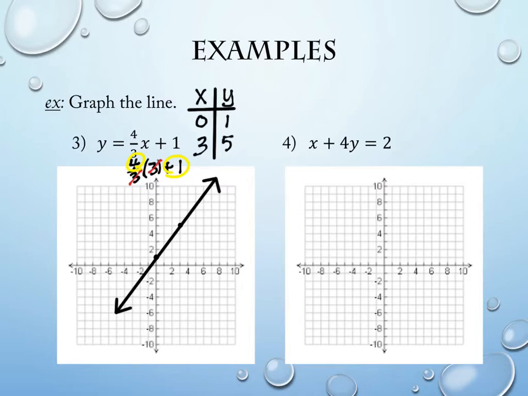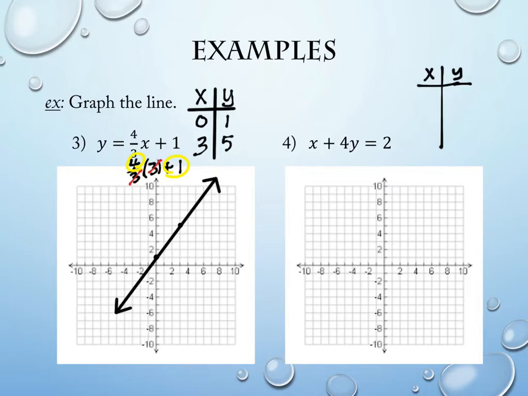How is number 4 different? It's not written in y equals. If you want to write it in y equals to change it to start with, you could do that. It wouldn't hurt anything. But you don't necessarily have to. It can be written just like this, and we can do the same sort of thing. Not only that, but because it's not written as y equals, it might be friendlier to choose the y value and figure out the x value.